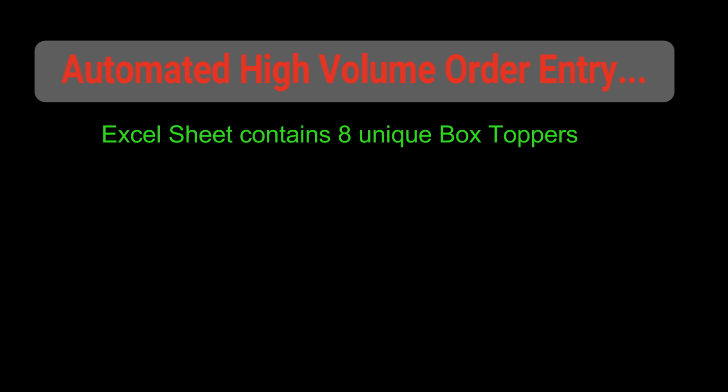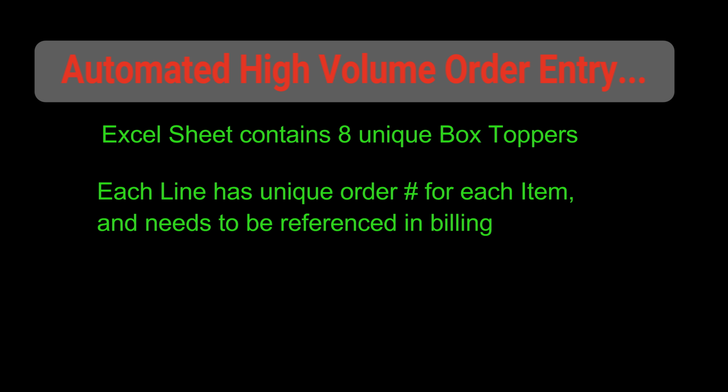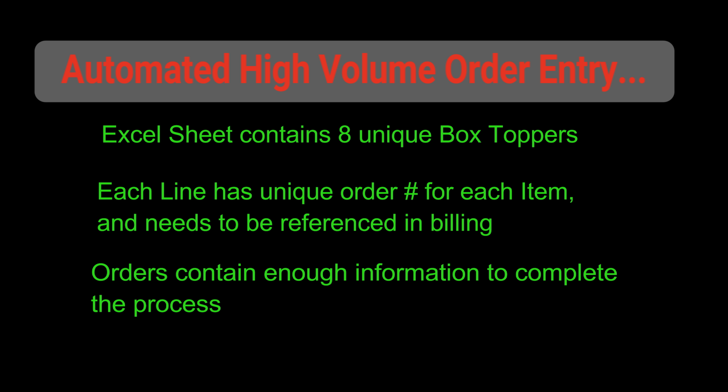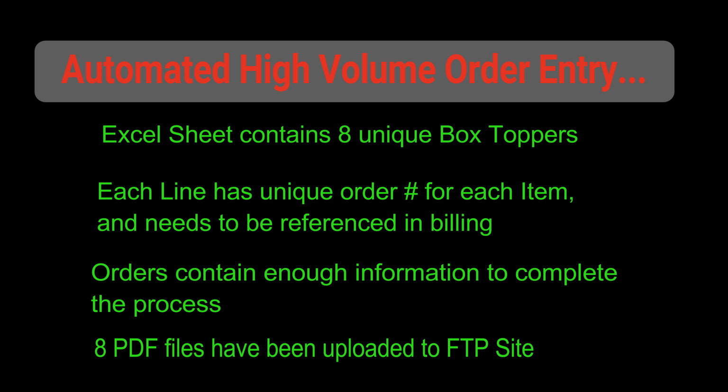So the setup for this presentation is the example Excel sheet that we've prepared, a list of 8 box toppers and a PO line number that must be referenced in the billing statement for each of them. Each unique order contains enough information to enter and produce printed material, including detailed shipping requirements. There are also 8 PDF files that have been uploaded to a folder on the FTP site, and each PDF name matches a designated field in the order.